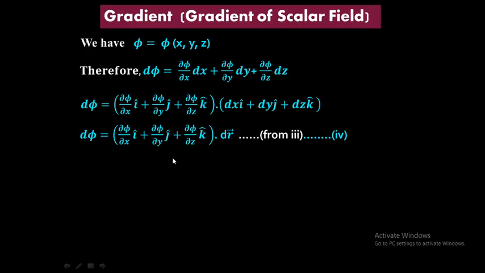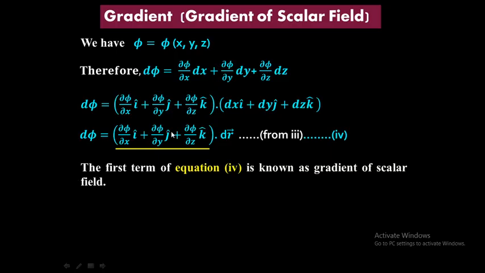Now the quantity in this bracket on the right hand side, the first term of equation number 4, is known as the gradient of a scalar field. So grad phi can be written as del phi by del x i plus del phi by del y j plus del phi by del z k. So this is nothing but the gradient of a scalar field.